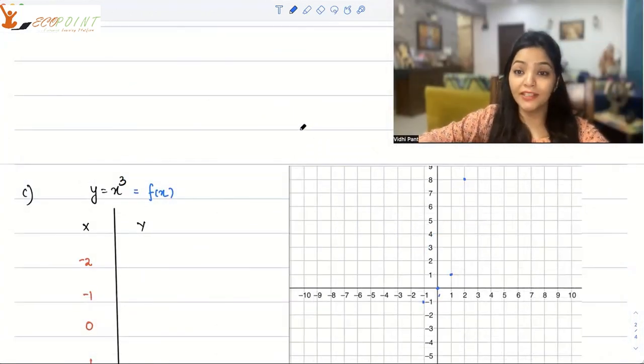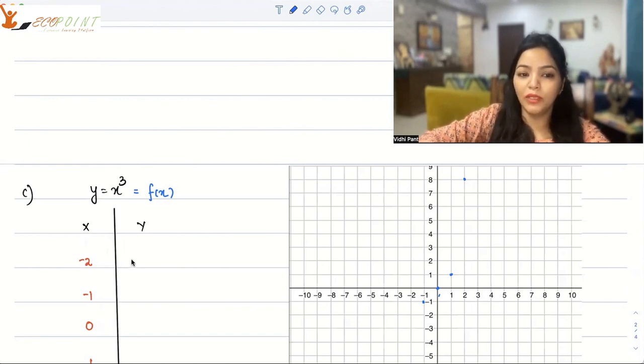Let's now take up another interesting graph. Let's take the function f(x) equals x cubed. What would be the shape of x cubed on the Cartesian plane? Let's see that. In case your input x is -2, y would be the cube of -2, and the cube of a negative number is a negative number. So what you will get is -8, right?